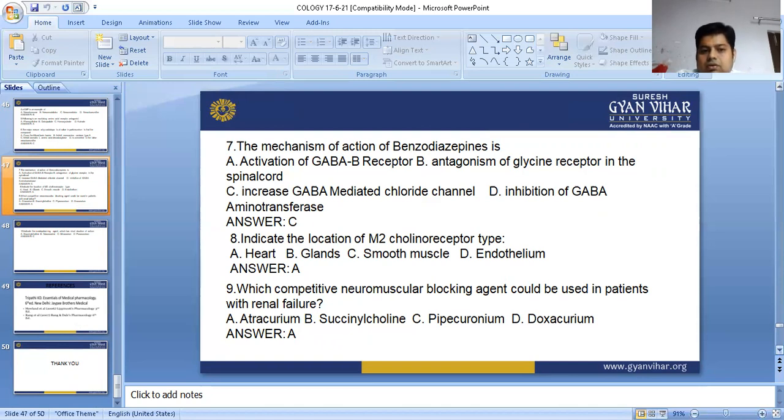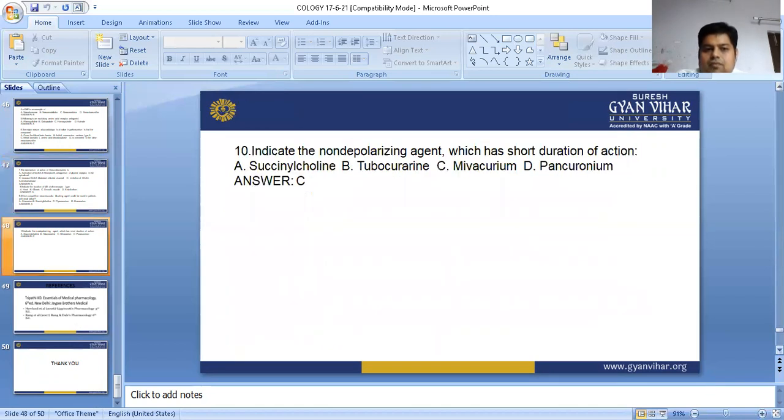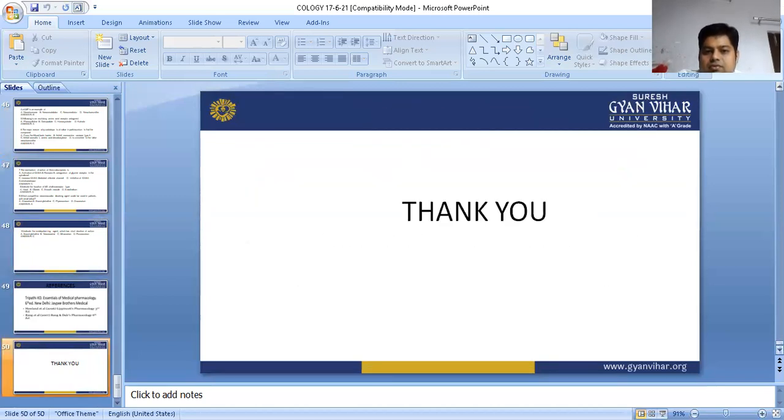Which competitive neuromuscular blocker could be used in patients with renal failure? The answer is atracurium. And the last one: indicate the non-depolarizing agent which has a short duration of action. The answer is mivacurium. Now these are the references. Thank you.